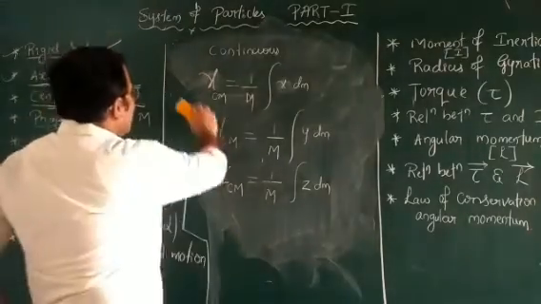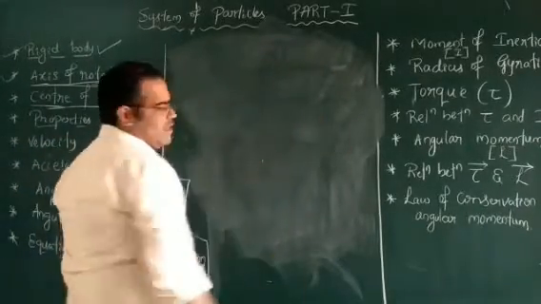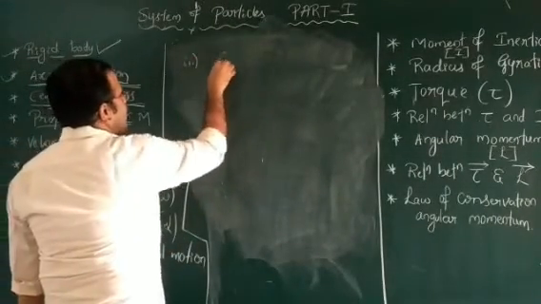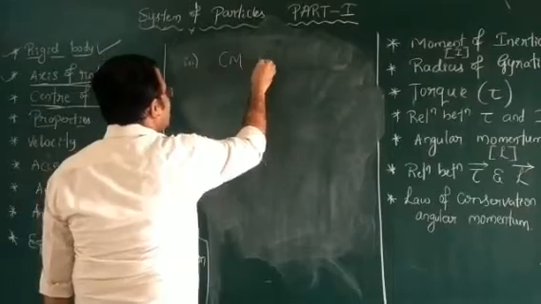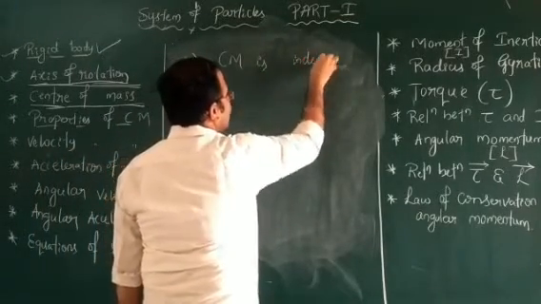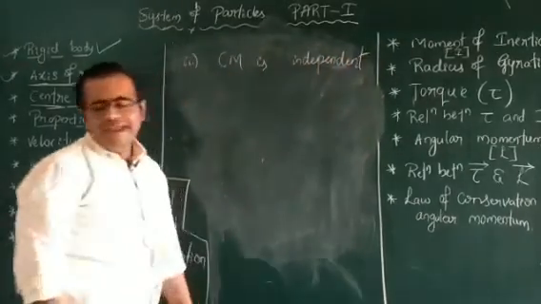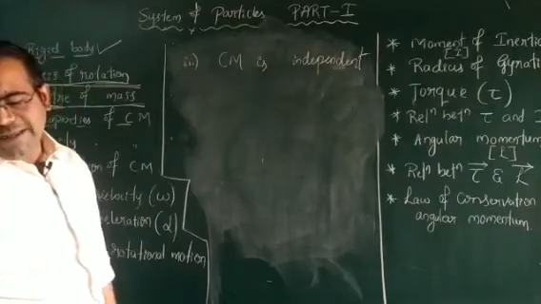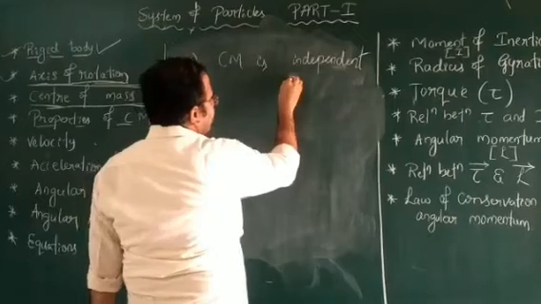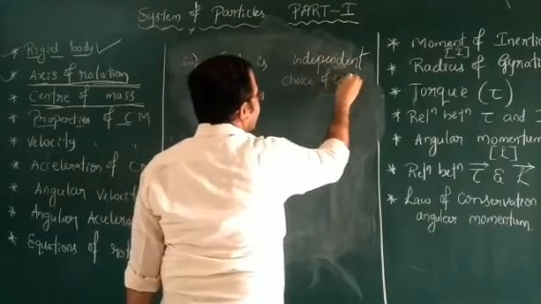Next, the third property. Remember, the center of mass is always independent of the choice of origin, or the choice of coordinate system. We can say it is always independent of the choice of a coordinate system.